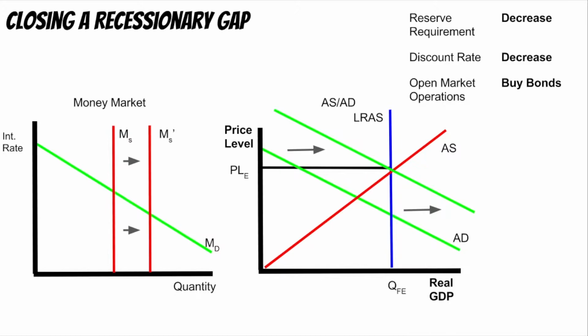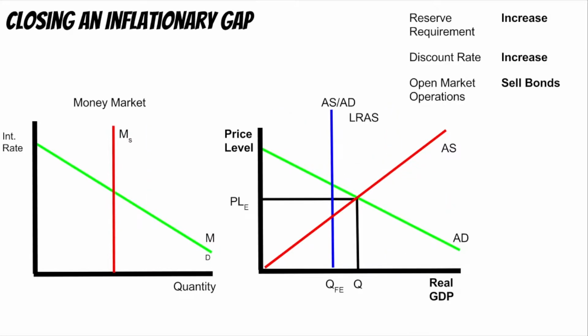Monetary policy can also be used to close an inflationary gap. As stated before, an inflationary gap is when the long-run aggregate supply is to the left of where aggregate supply and aggregate demand meet. So closing an inflationary gap is the opposite of closing a recessionary gap. To close an inflationary gap, you can either increase reserve requirements, increase discount rates, or sell bonds.